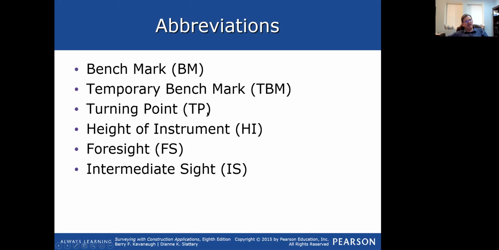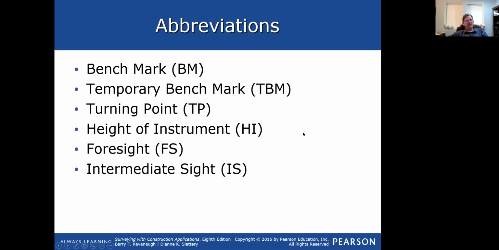A turning point is the elevation at the instrument, and we're going to see that in a minute, where you're moving from a known elevation and skipping further ahead in the process of measuring until you get to the next point that you want to be a benchmark. The height of the instrument is just what it says. It's the actual height of the level instrument that you're looking through, your eye height. FS is foresight.